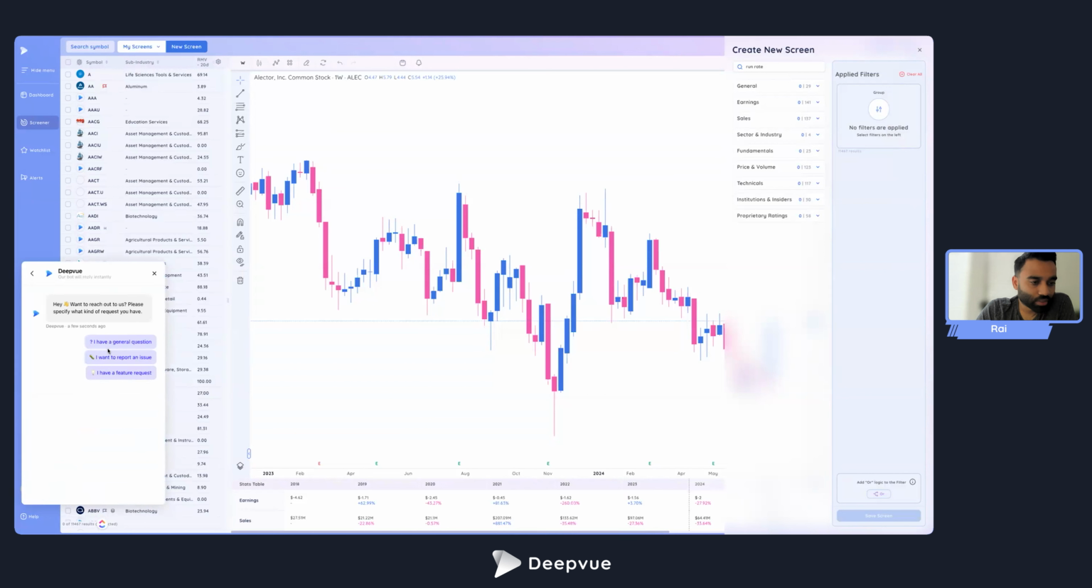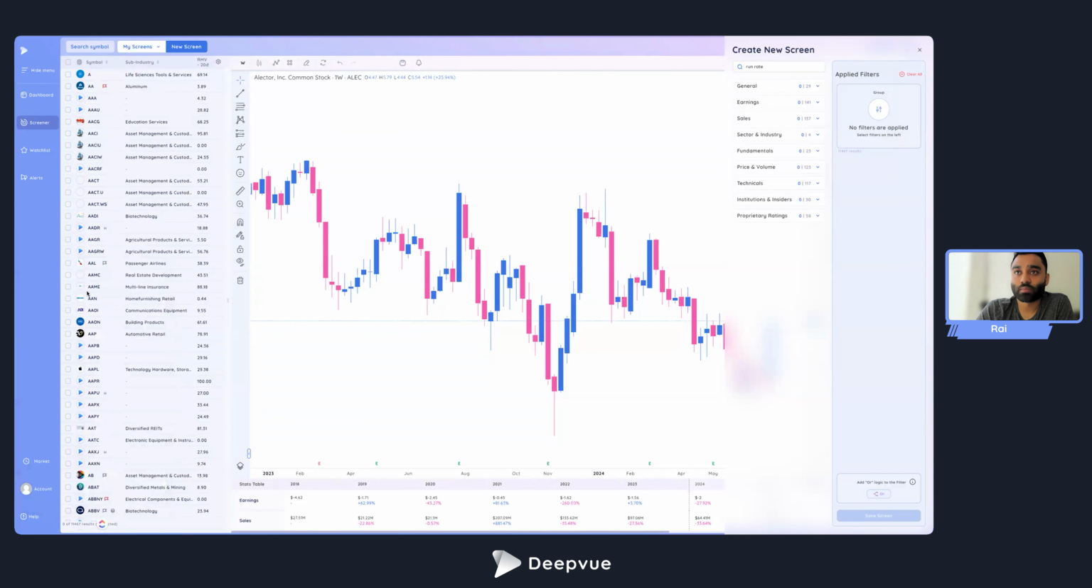Do you have volume buzz like TC2000? Yes, we do. If you go to new screen and you click run rate, we have relative volume and we have run rate. Both of those are time of day calculations and give you both. We give that both on a 20-day and a 50-day basis, which is the equivalent of volume buzz on TC2000.